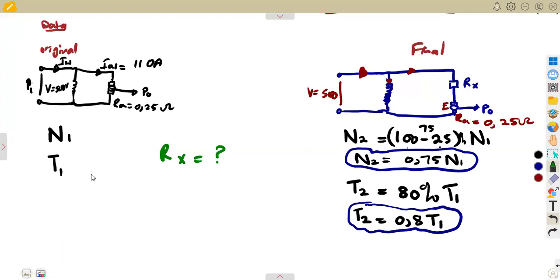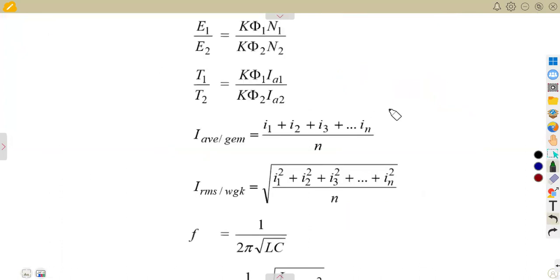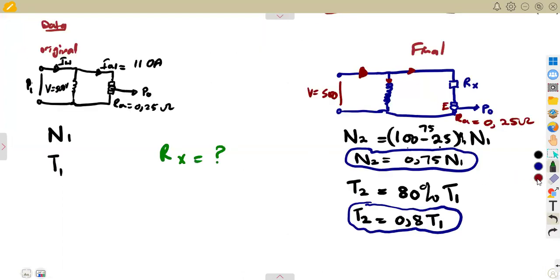We want to get back to our formulas and talk about these formulas that we have. Remember, I said after this, write down the speed control formula, which is, from this formula, we have got this. I want us to be careful there. E1 over E2 is equal. The K there can cancel because it's the same. Then we are given this as flux 1, N1 over this is flux 2, N2.